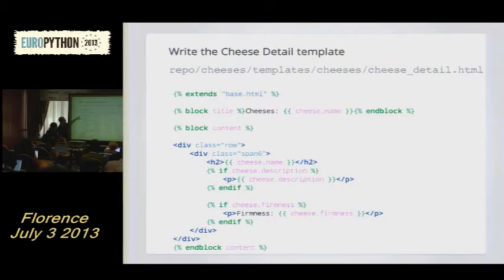But first, at the repo level, this is supposed to say cheesely repo cheeses templates cheeses cheese detail. Thank you, Angela. Again, this is in your slide, so you should be able to just copy and paste it in, unless you want to type it in. While you're doing that, we'll go over a little bit here.